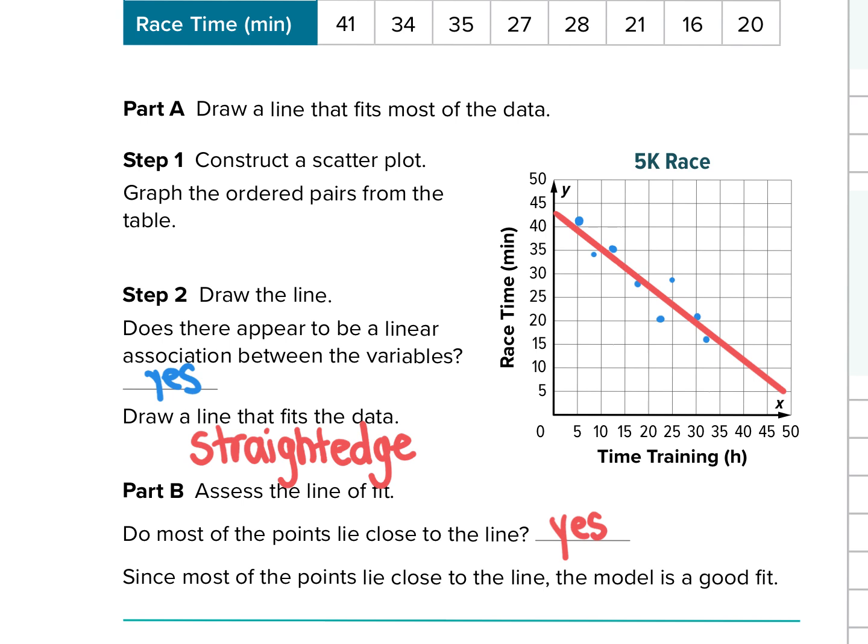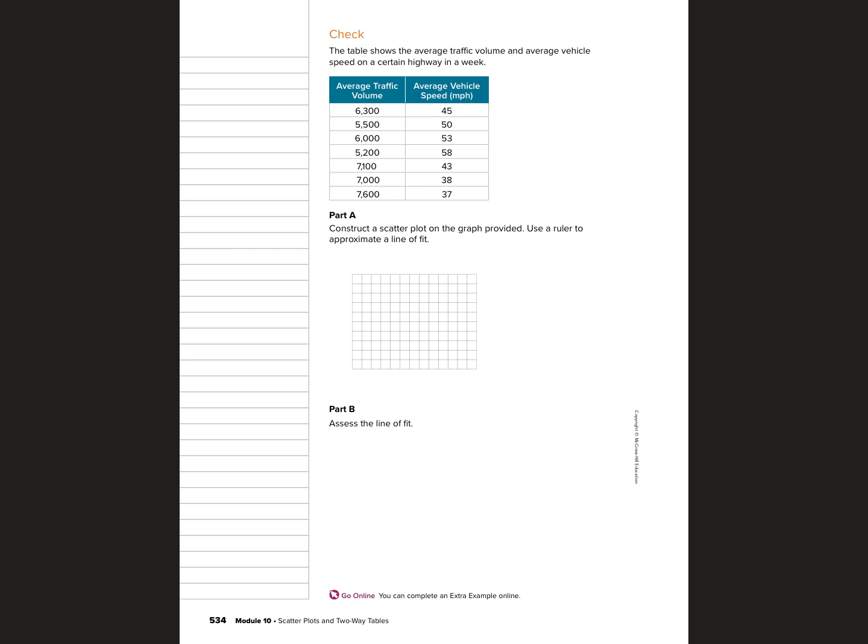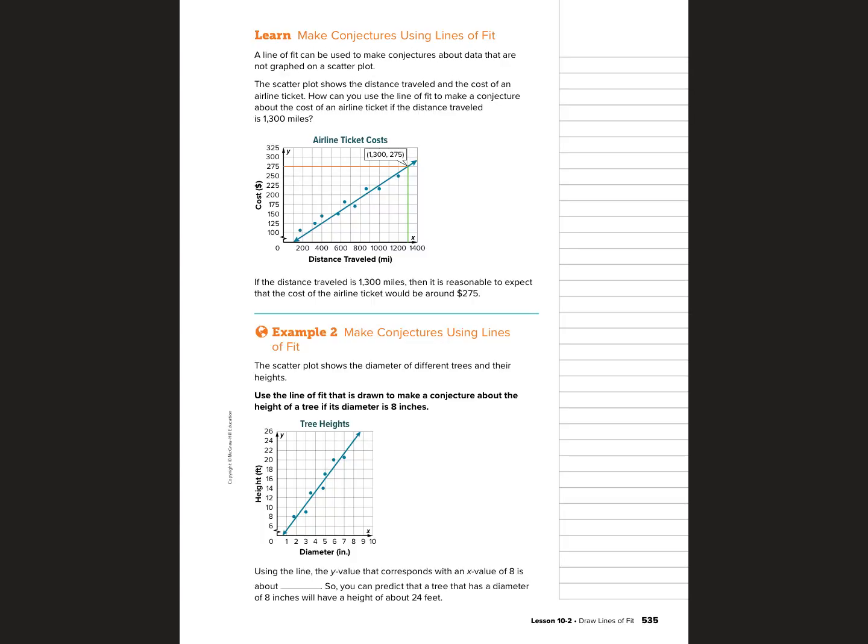Okay, so let's look at using conjectures now, or making conjectures, making predictions from the line of fit. So your first success criteria was drawing in that line of fit, and your next one is being able to use that line of fit to make predictions, or a conjecture.